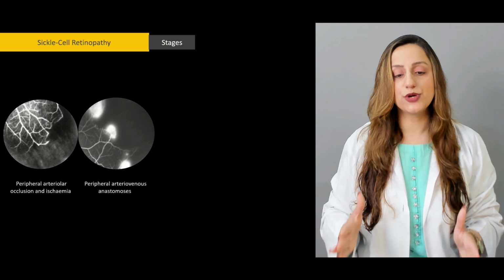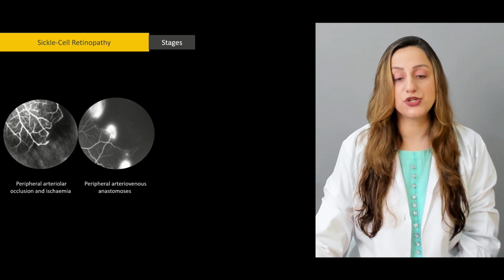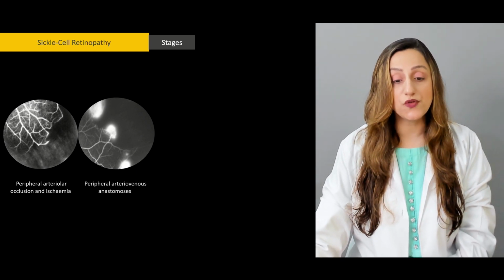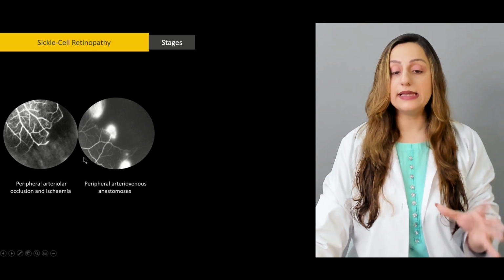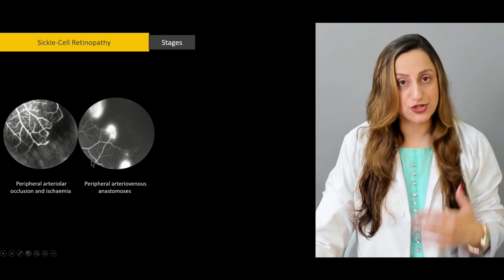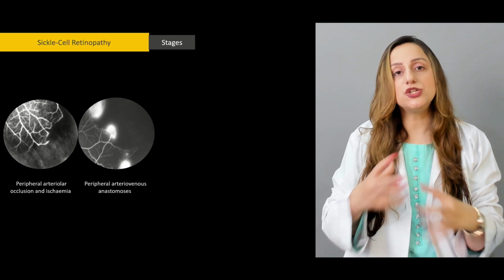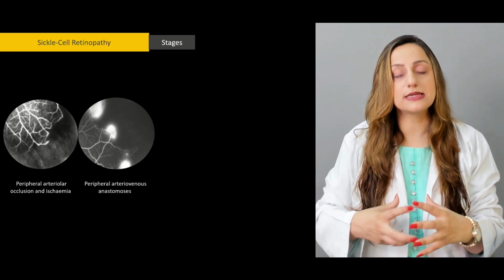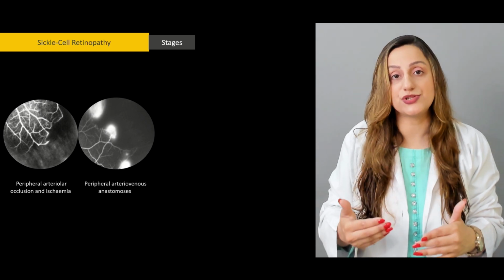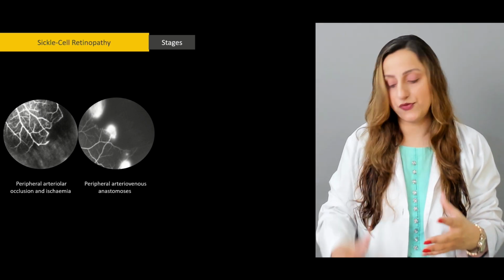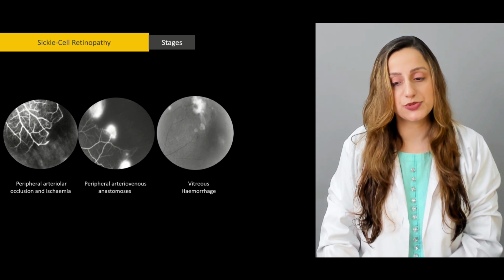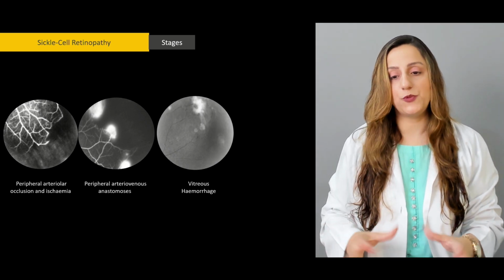Then obviously you're going to see the peripheral arteriovenous anastomoses. As you can see over here, there are links being created between the arteries and between the veins. So this arteriovenous anastomosis is basically a compensatory change that is being formed in the retina of the individual. Then there is the vitreous haemorrhage.